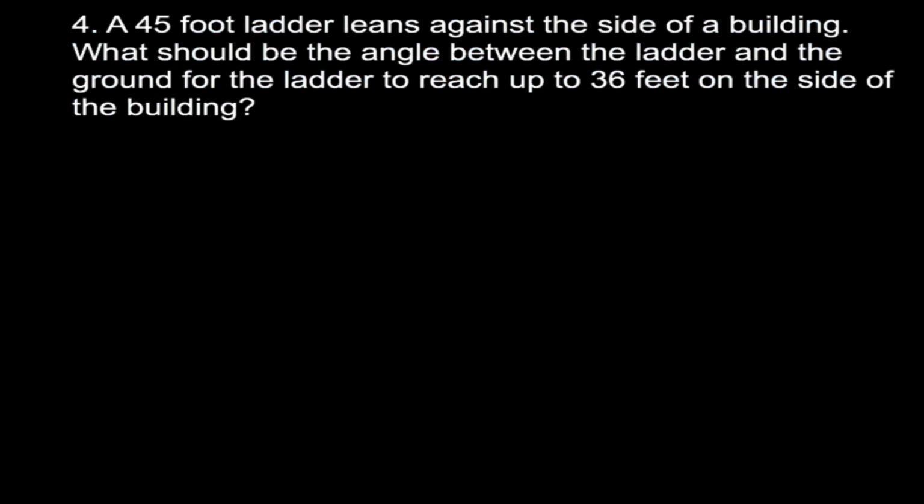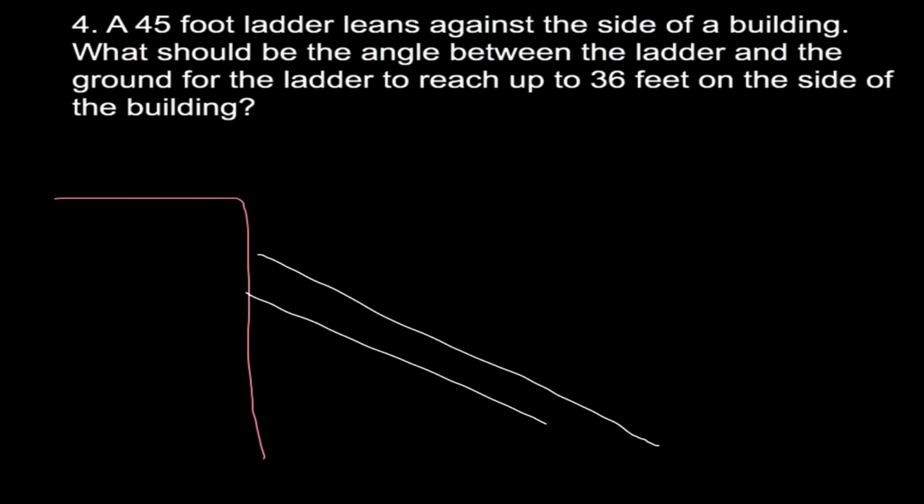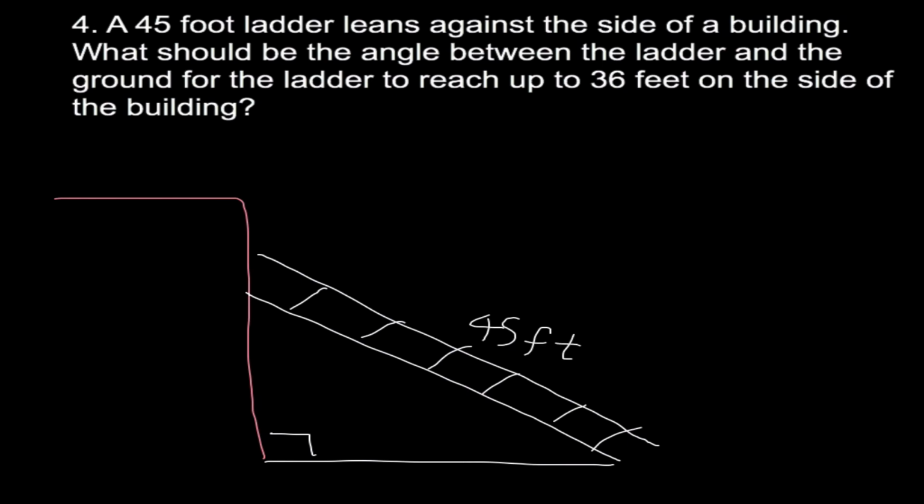A 45-foot ladder leans against the side of a building. So I'm going to just go ahead and draw a building here. And it says the ladder's leaning against it. So there's my ladder, and it's 45 feet. It asks what should the angle between the ladder and the ground be, so that's what I'm trying to find, in order for the ladder to reach up 36 feet on the side of the building. So this is 36 feet.